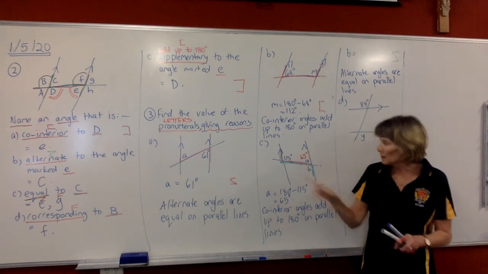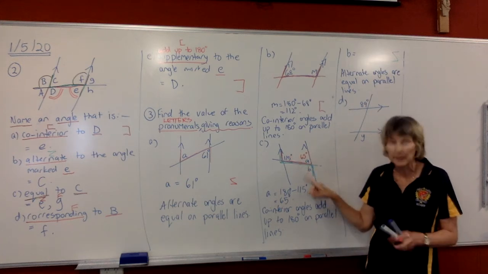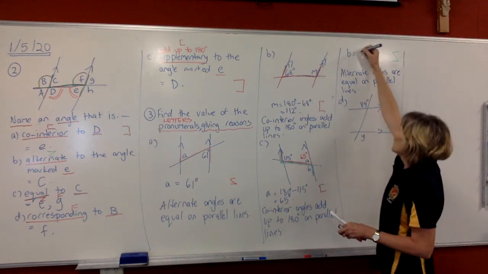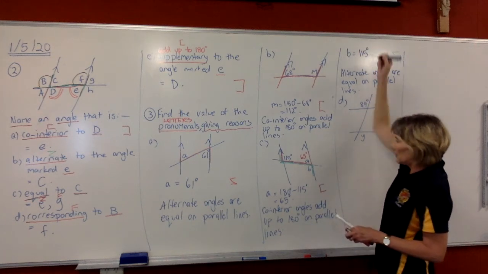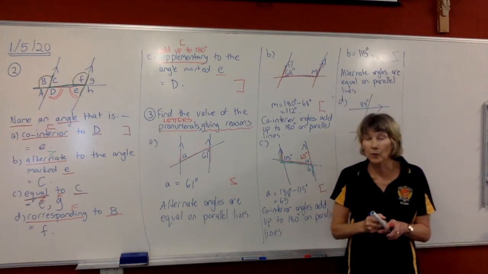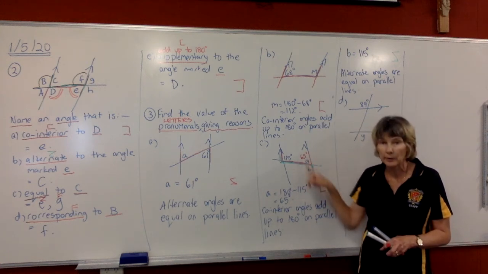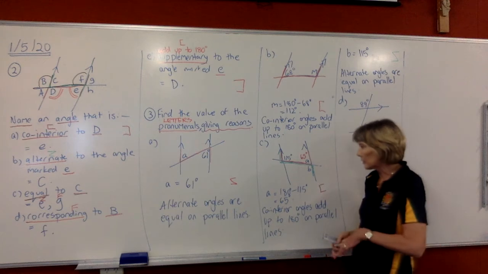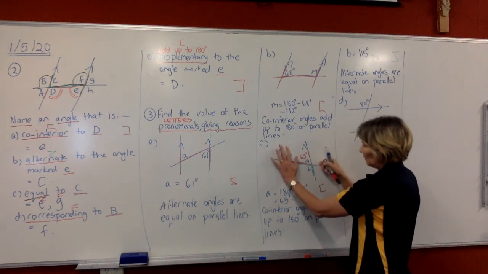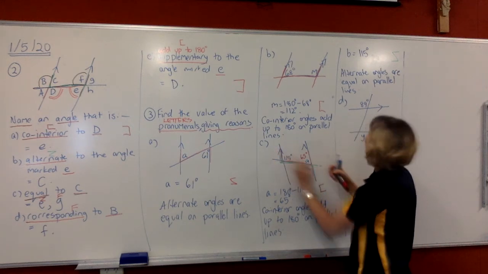And that means that the 115 and the B have to be equal. So B equals 115 degrees. And as I said before, if you want to, you can do angles on a straight line add up to 180 degrees here. Just block out the rest of the diagram and concentrate on that part there.